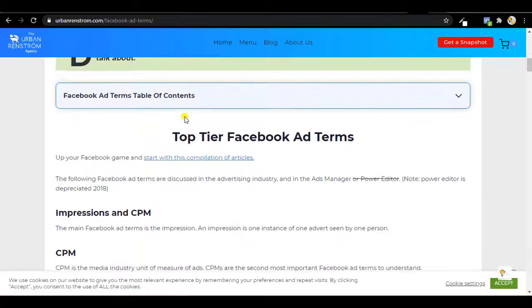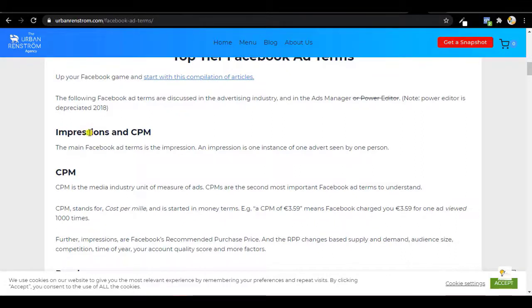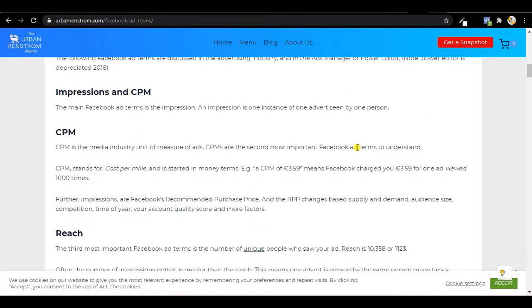So first of all, let's come down here. Impression is actually the main Facebook ad term. An impression is one instance of one advert seen by one person. Don't get lost. What it simply means is that when you place your ad, when one person sees your ad, you have one impression. When 10 people see your ad, you have 10 impressions.